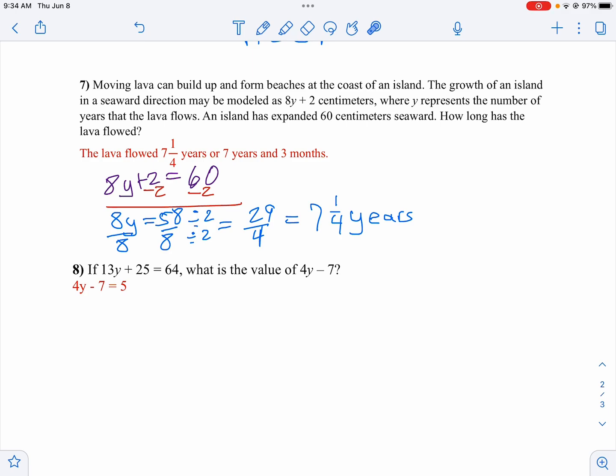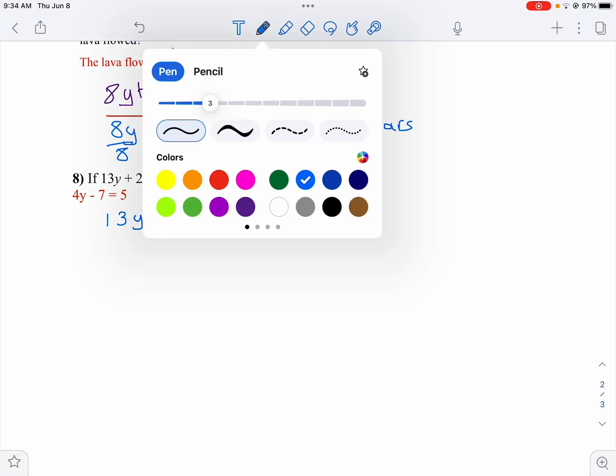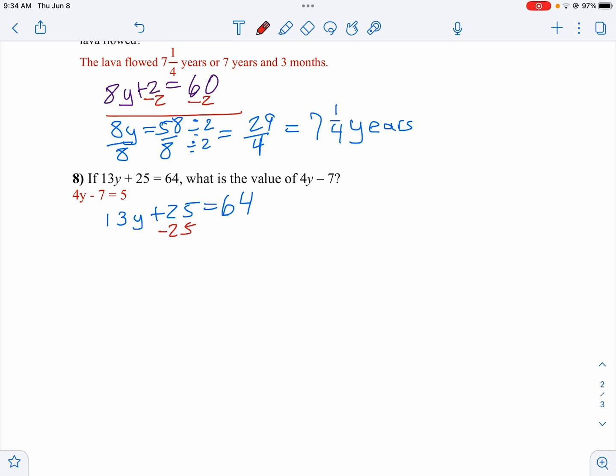On question number 8, we kind of ignore the second part. I'm just going to solve 13y plus 25 equals 64. I'm going to do that first. So we minus 25 from both sides. And we get 13y equals 14 minus 5 is 9, and 5 minus 2 is 3. Divide by 13.